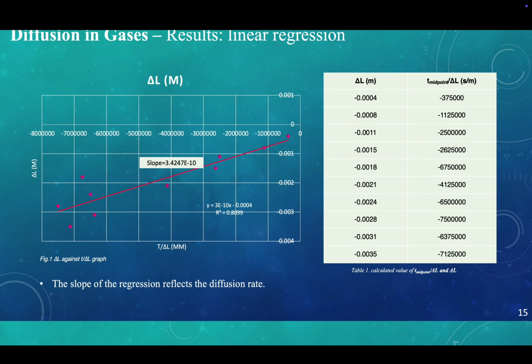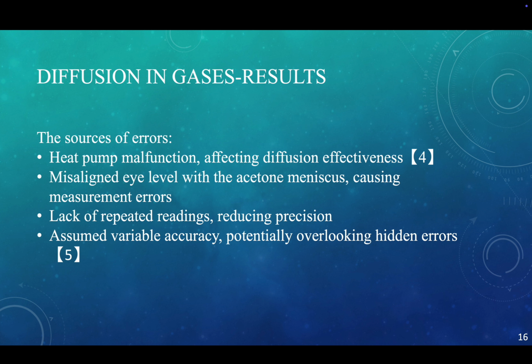evaporation process. The sources of error for diffusion in gases might be heat pump manufacture affecting diffusion effectiveness, misaligned eye level with the acetone meniscus causing measurement errors, lack of repeated readings reducing precision, and assumed variable accuracy, potentially overlooking hidden errors.